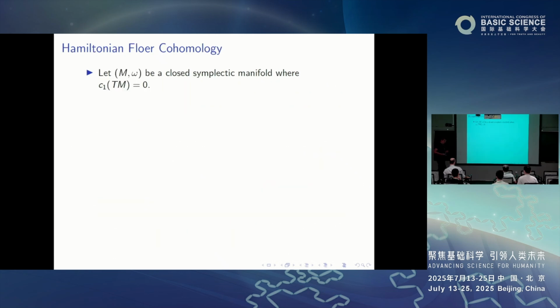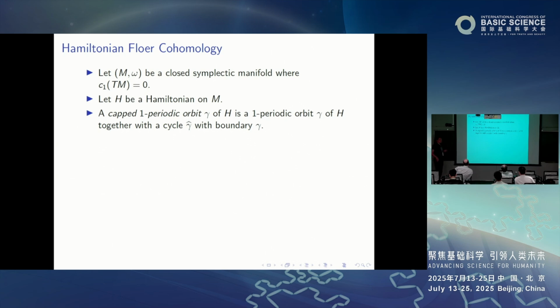Okay, so I'm a symplectic geometer, and I'm using symplectic techniques to solve this conjecture. And it's probably my favorite Floer cohomology group, Hamiltonian Floer cohomology. So now I'm going to start with just a general closed symplectic manifold with trivial first Chern class. And you should think of X or X hat, one of my Calabi-Yau manifolds. Okay, so I have a Hamiltonian, and then I want to specify the generators of my cohomology group, and the generators are going to be called capped one periodic orbits. Okay, so this is a one periodic orbit of my Hamiltonian, together with a cycle whose boundary is that orbit.